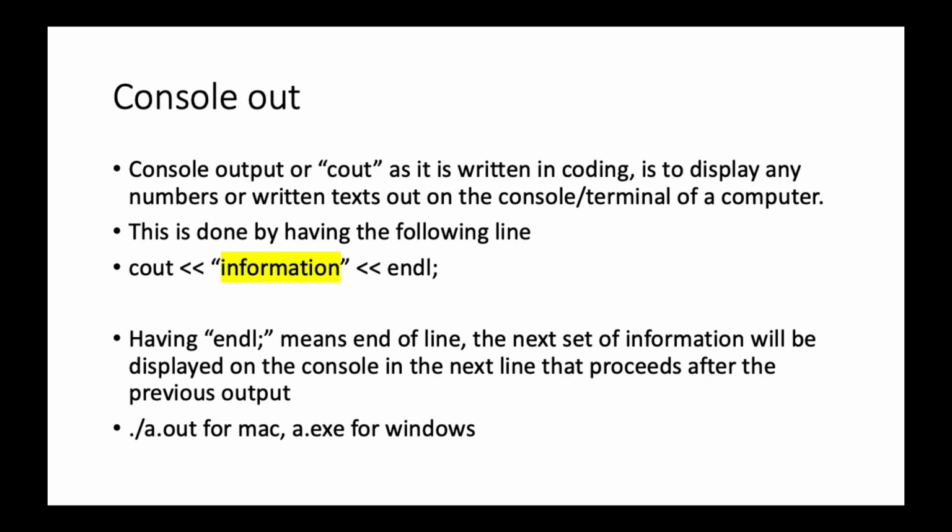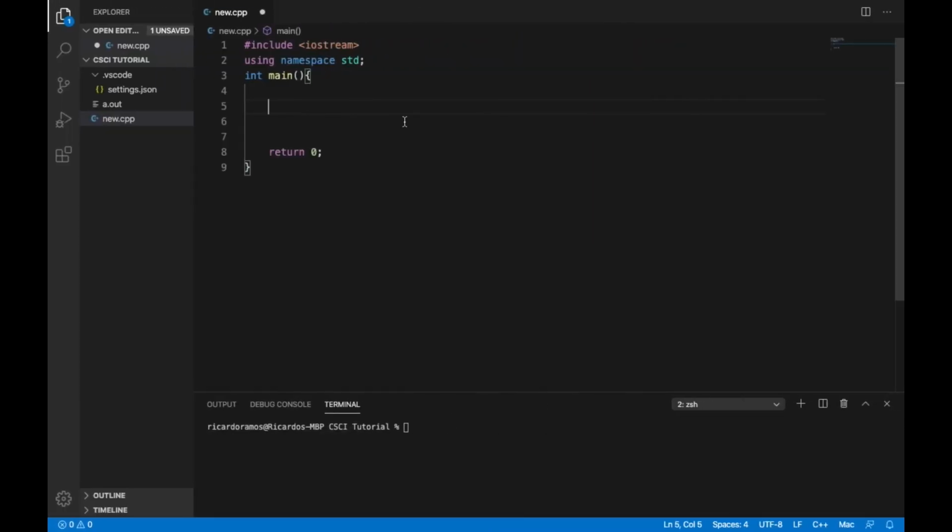So console out, or cout as it's written when programming, displays numbers or written text out to the console or terminal of your computer. This is done by writing this code. One of the most basic is cout and then hello world.